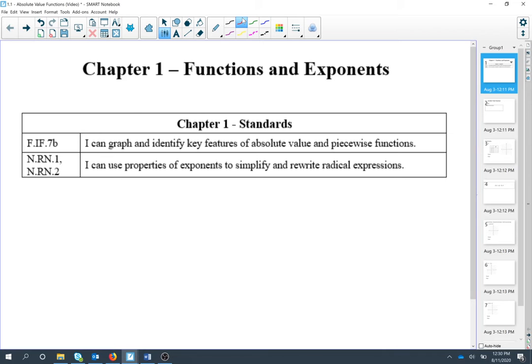Then the second part of this chapter, we're going to get into N.RN.1 and 2, which is I can use properties of exponents to simplify and rewrite radical expressions. But for right now, we're going to start with 1.1, which is absolute value functions. So we're going to focus on graphing the absolute value functions, identifying their key features, etc., just like we did with our quadratic functions.